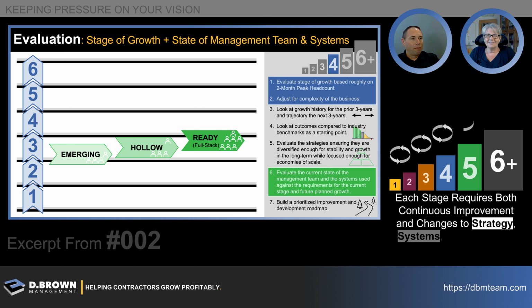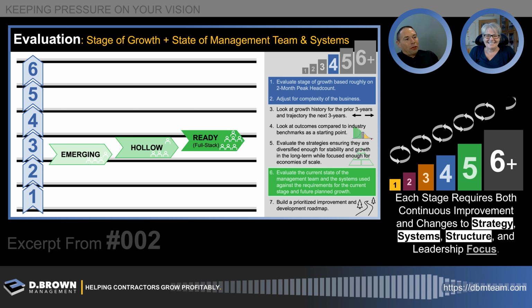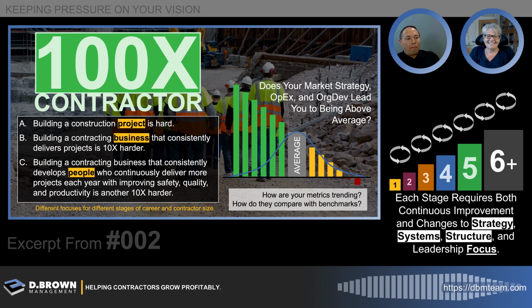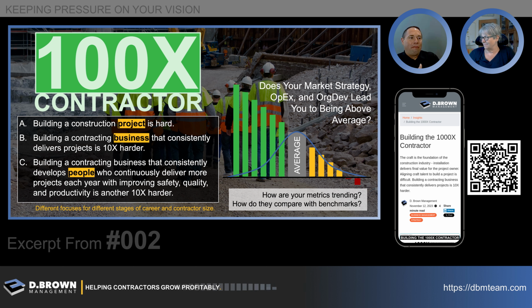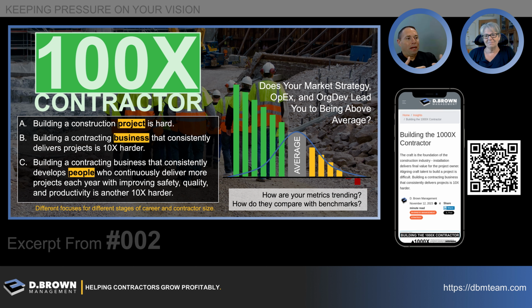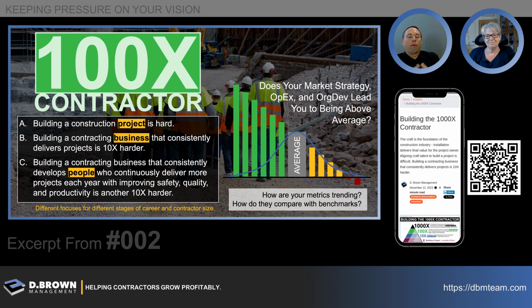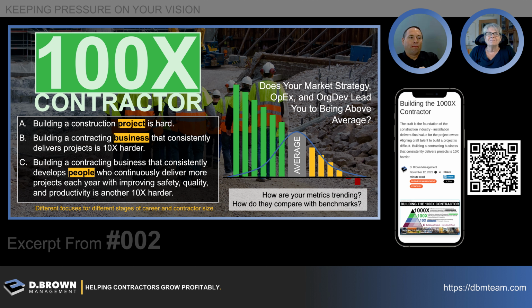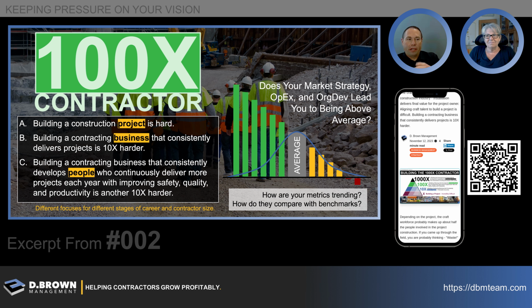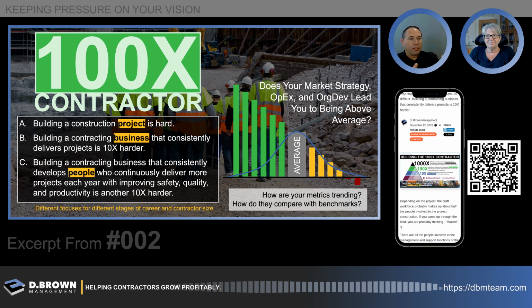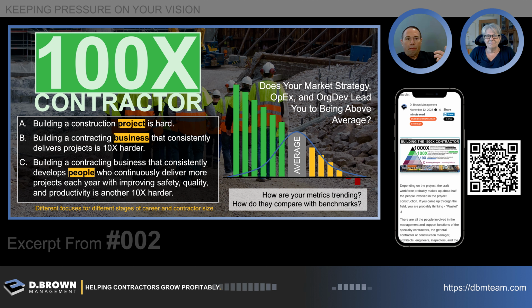We'll get on with the rest of our day. But everything we talked about, to me, comes back to what I call the 100x contractor. This brings us back to that quote from Elon Musk. Building a construction project is super, super hard. But building a contracting business that consistently delivers projects is 10 times harder. And consistently means the outcomes are the same.